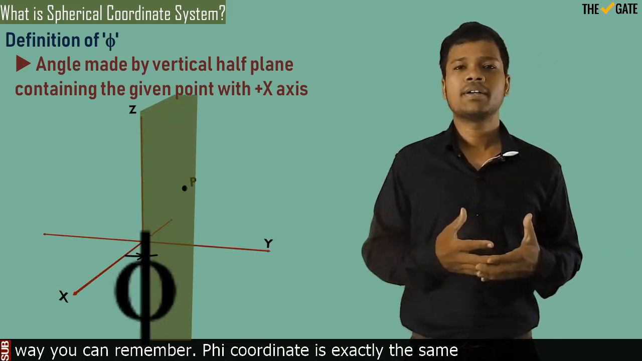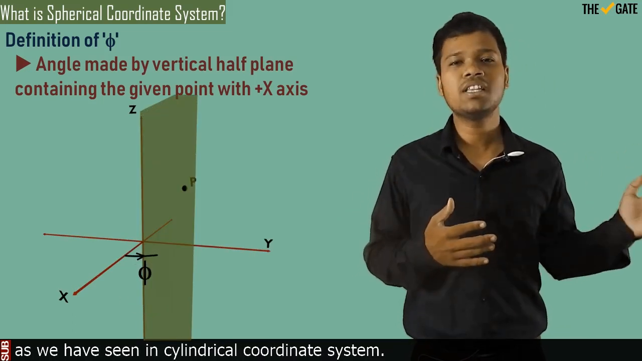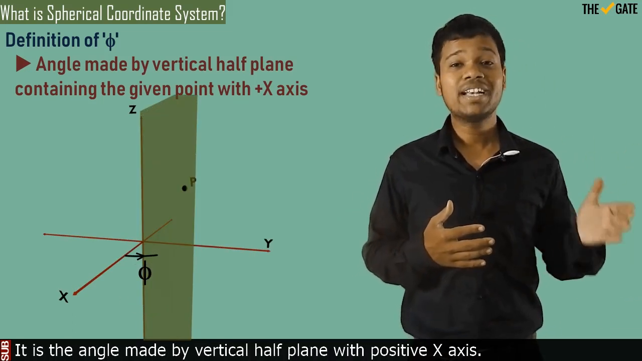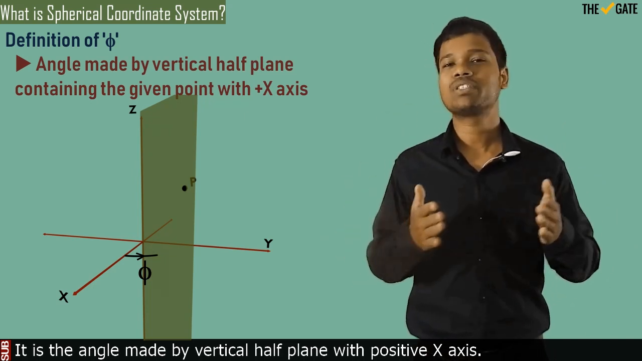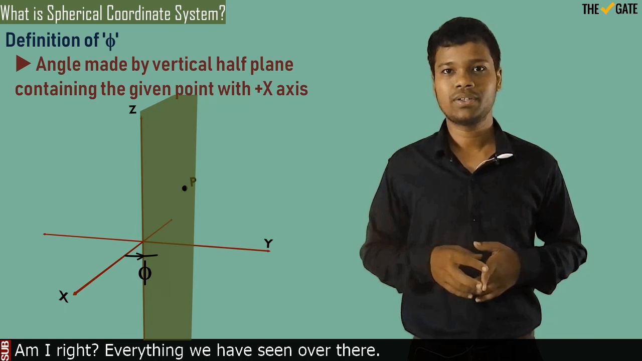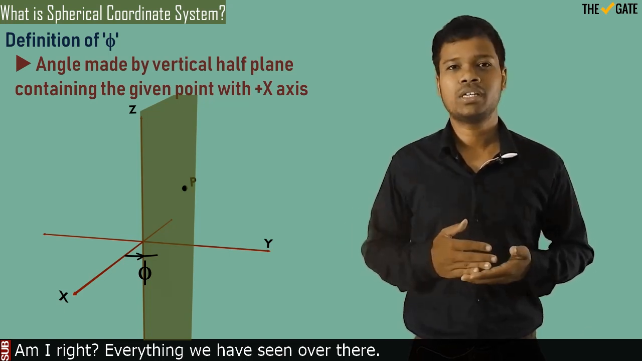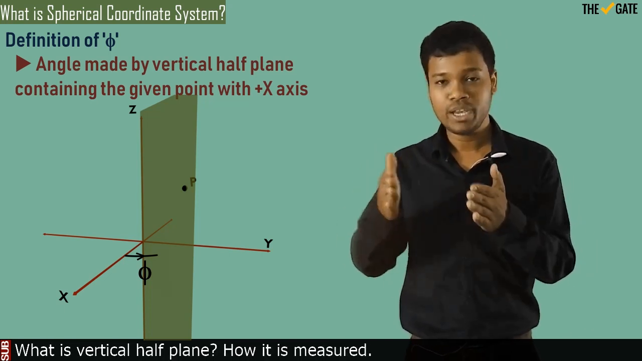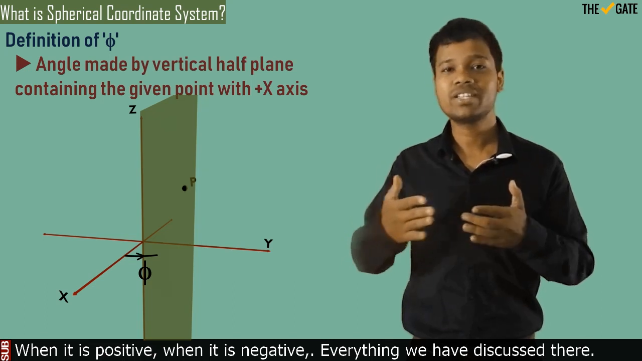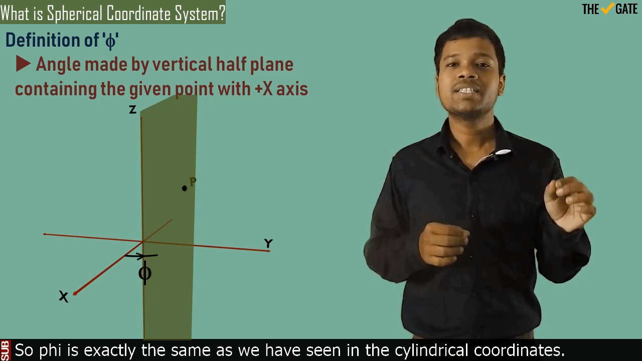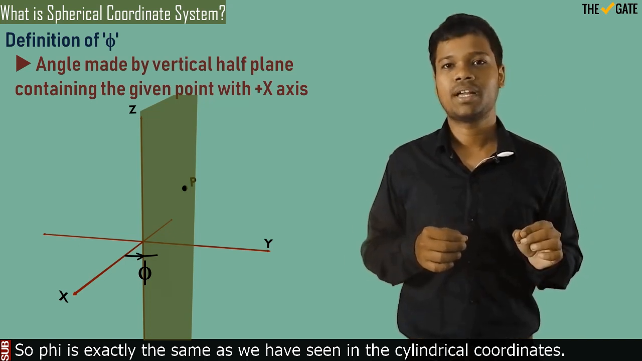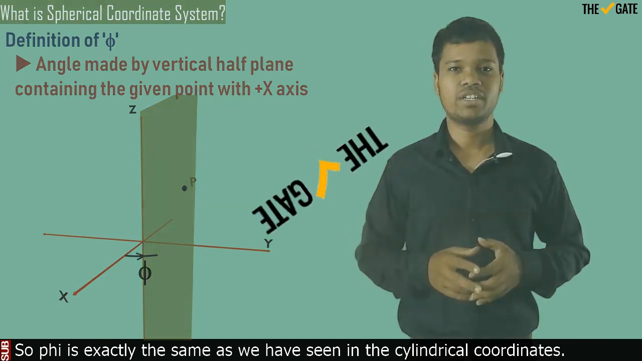Phi coordinate is exactly the same as we have seen in the cylindrical coordinate system. It is the angle made by the vertical half plane with positive x-axis. Everything we have seen over there, what is the vertical half plane, how it is measured, when it is positive, when it is negative, everything we have discussed there. So phi is exactly the same as we have seen in the cylindrical coordinates.